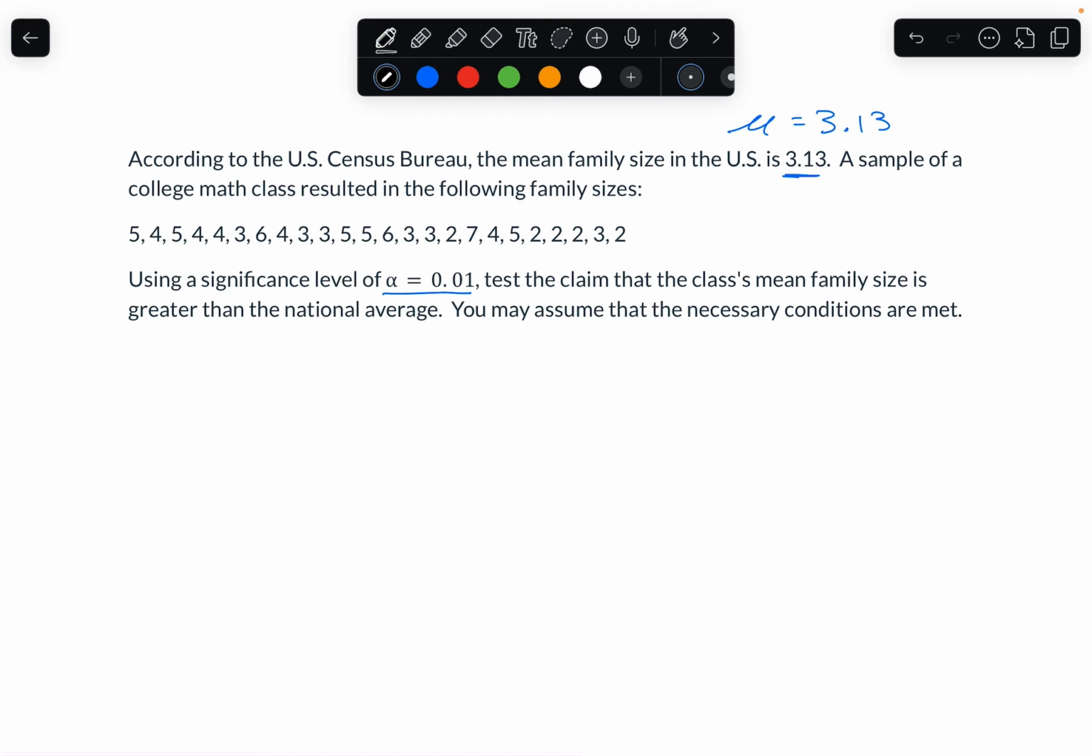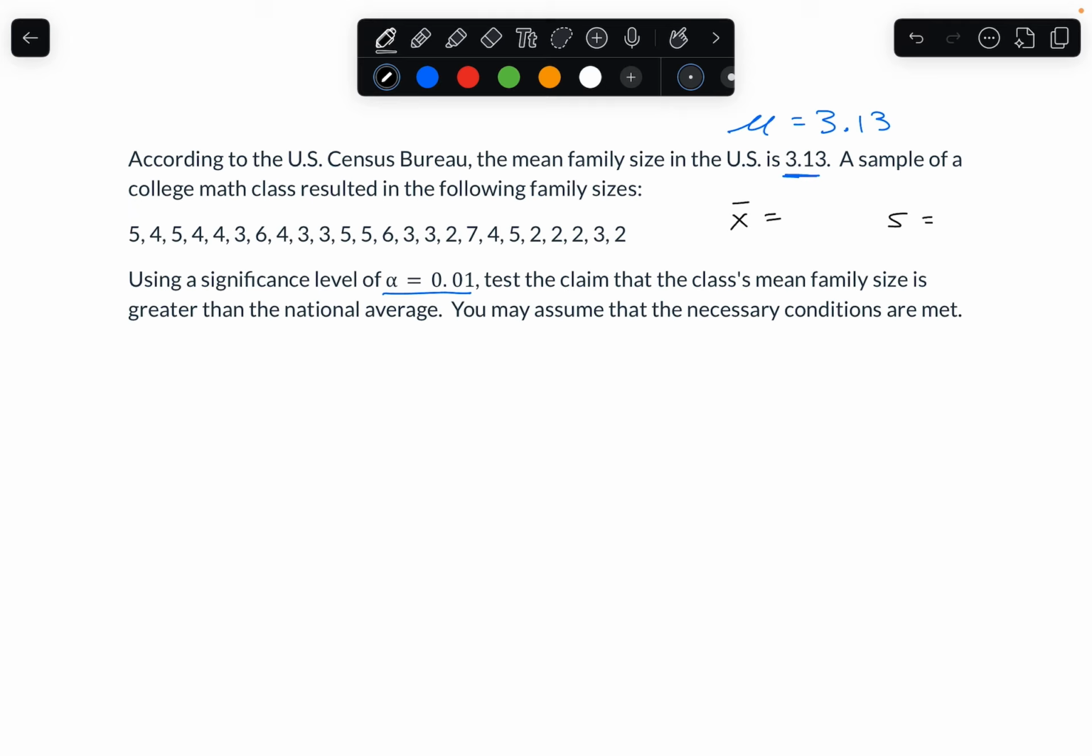So this on the face looks pretty similar to the hypothesis testing problem that we looked at in the last video. The one major difference is we're not provided with a sample mean. We don't know what X bar is, and we don't know what our sample standard deviation is. We have to go find those ourselves.